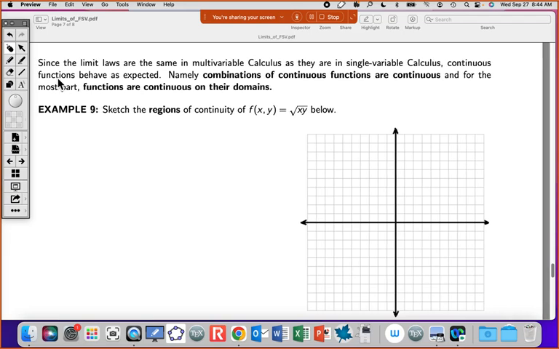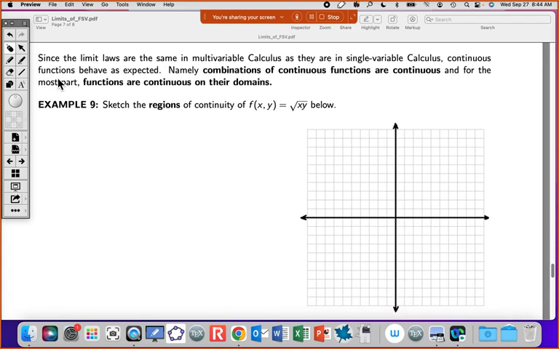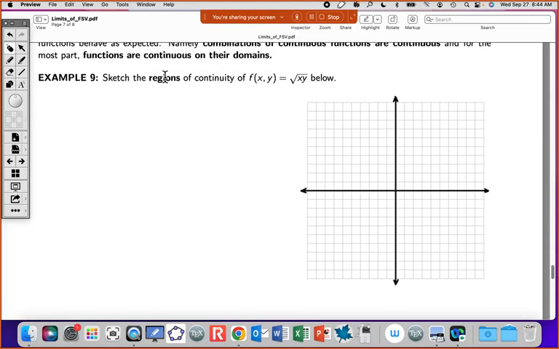So once again, because the limit laws work the same way as they did earlier on in calculus, and continuity is defined in the same way, combinations of continuous functions are going to be continuous, and for the most part, functions are continuous on their domains. But instead of having intervals of continuity like we did in Calc 1, we're going to have regions of continuity if we're in the plane.